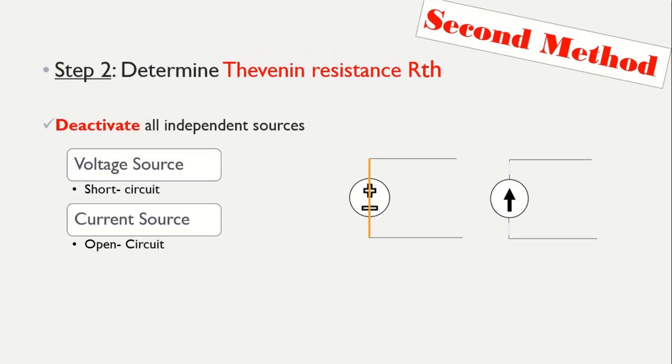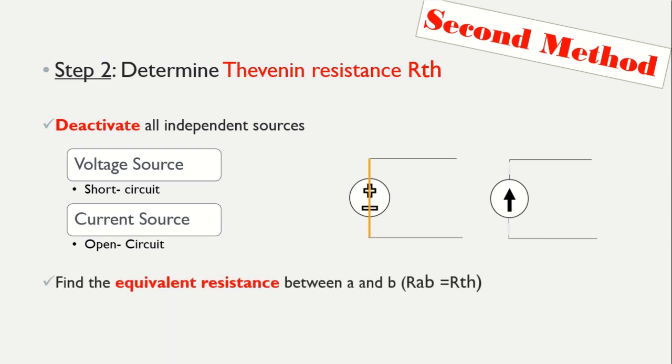There is an alternate method to determine Thevenin resistance, or R Thevenin, and it is by deactivating all independent sources. So if I have a voltage source, I short circuit it, and if I have a current source, I open the circuit in order to eliminate it. And then I find the equivalent resistance between A and B, which is also our R Thevenin.